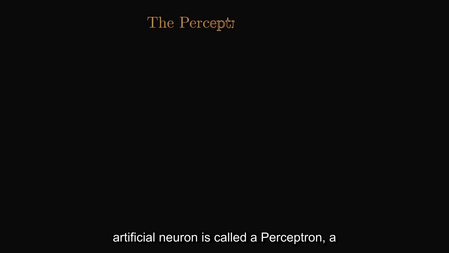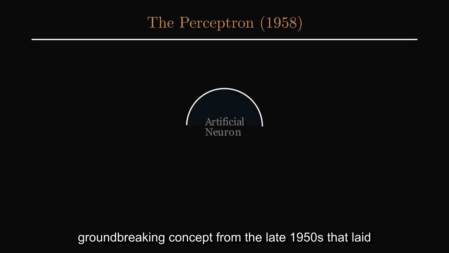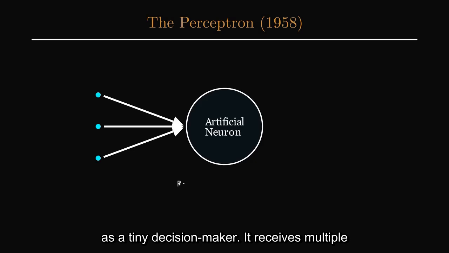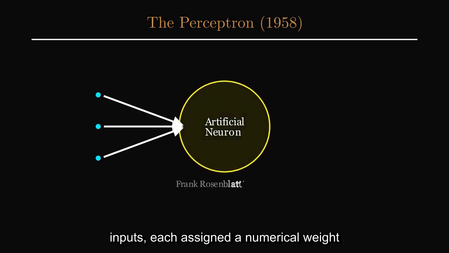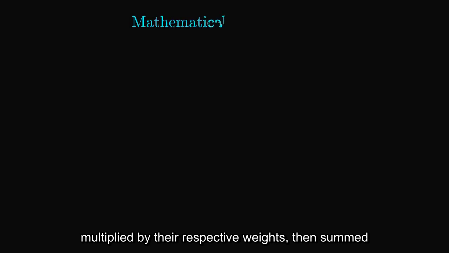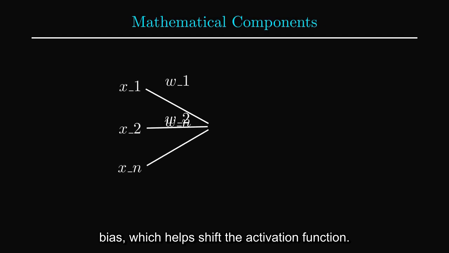Our simplest artificial neuron is called a perceptron, a groundbreaking concept from the late 1950s that laid the groundwork for modern AI. Imagine a perceptron as a tiny decision maker. It receives multiple inputs, each assigned a numerical weight representing its importance. These inputs are multiplied by their respective weights, then summed together along with an additional term called the bias, which helps shift the activation function.